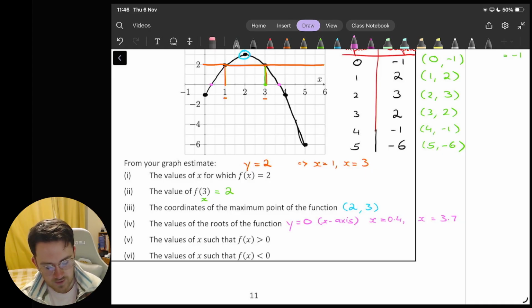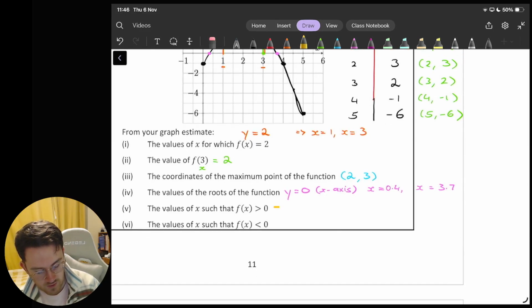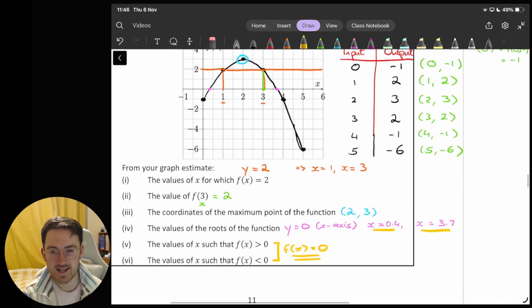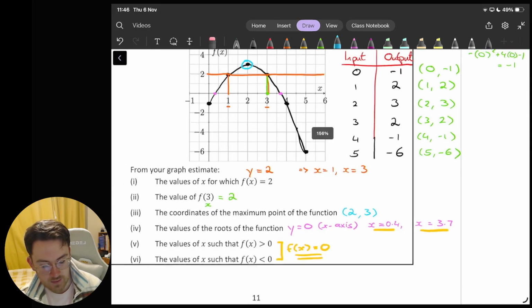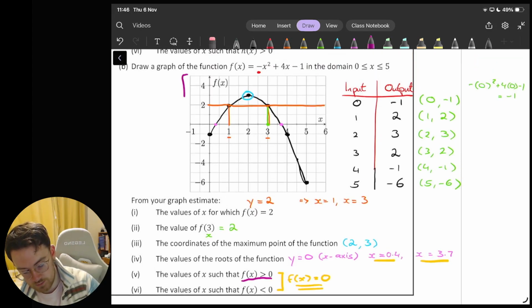Okay, the values of x such that f of x is greater than 0 and less than 0. Okay, the key thing we've said for answering a question like this is to start with where is f of x equal to 0. And we already have come up with 2 answers for that, so we will use those 2 answers. Our next thing is to decide, even just verbally in words, how would I describe the 2 answers for these 2 parts. So for the first one, where f of x is greater than 0, that's where f of x or y is positive. So that's going to be above here.